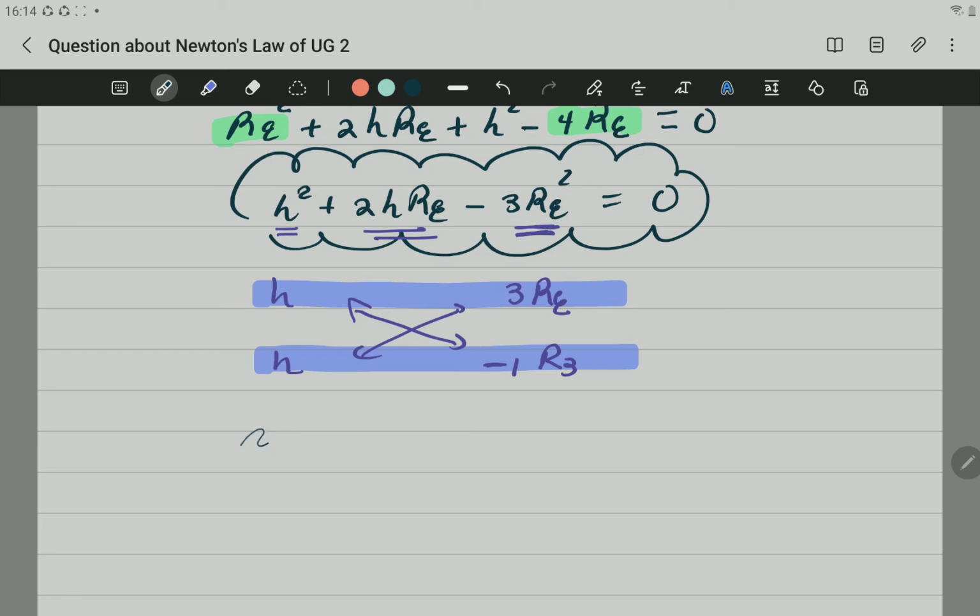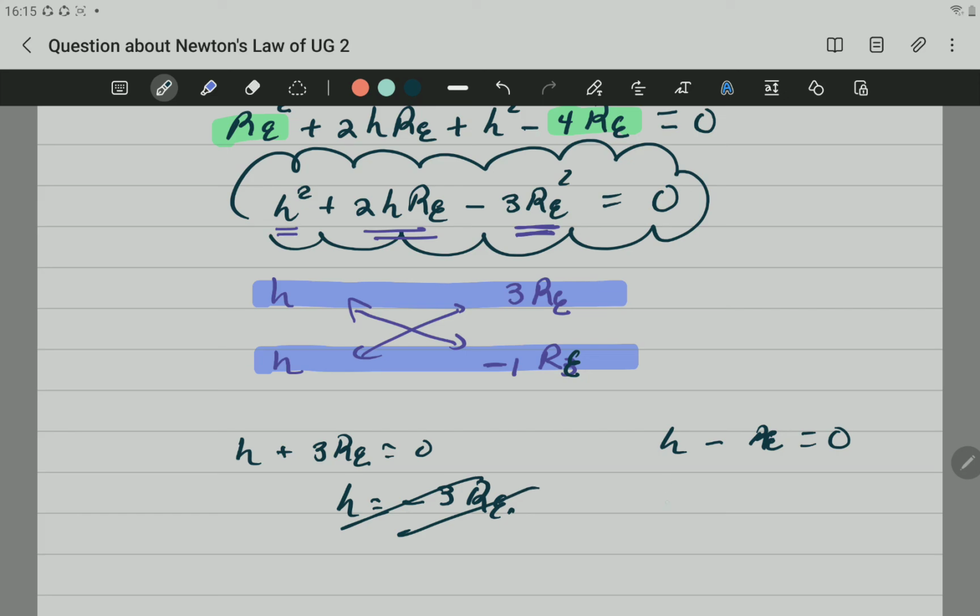We have h plus 3 re, and this is equal to 0, and we have h minus re is equal to 0. Note here, it's either. All right, so here h will be equal to minus 3 re. That is wrong because we have a negative answer there. And here h is equal to re.